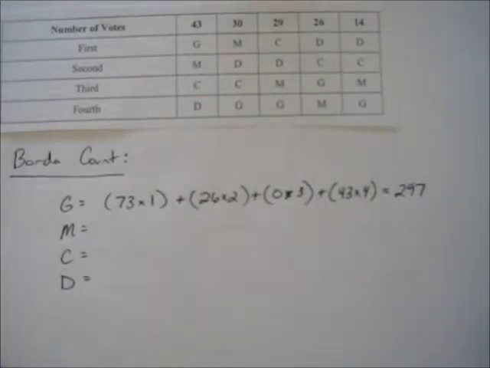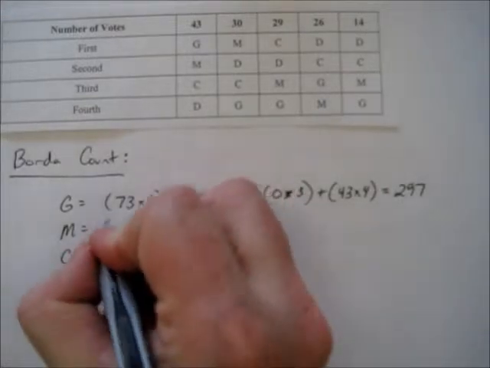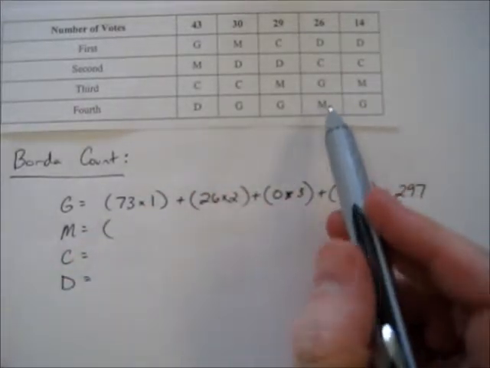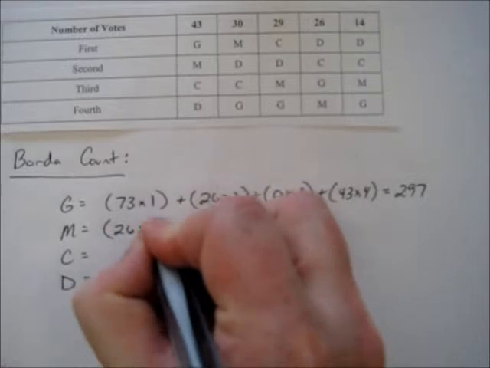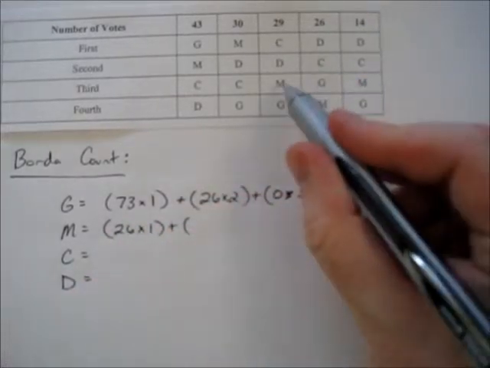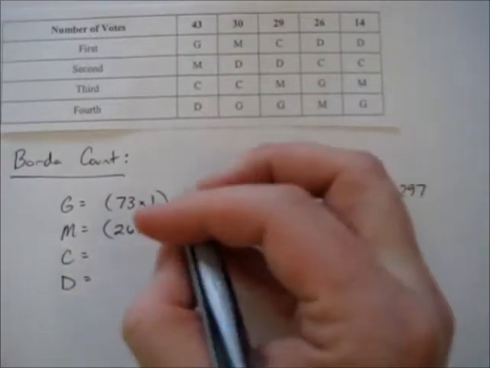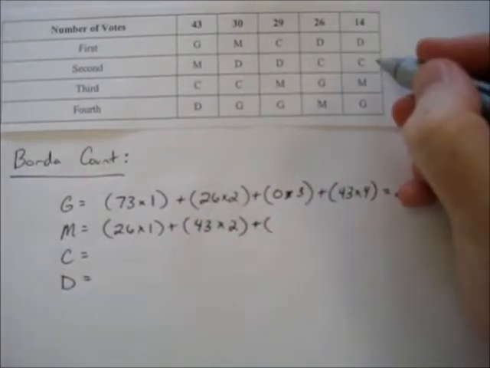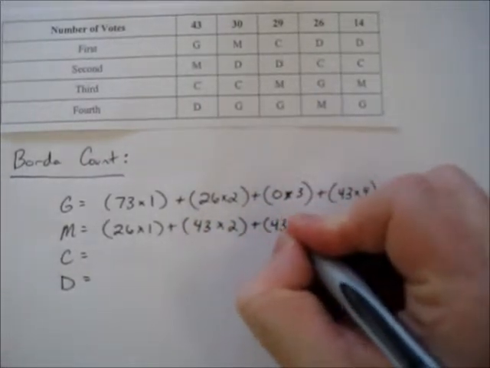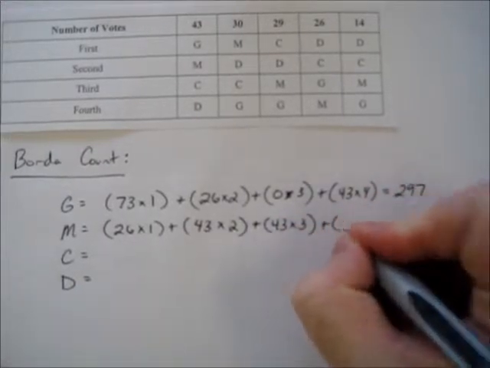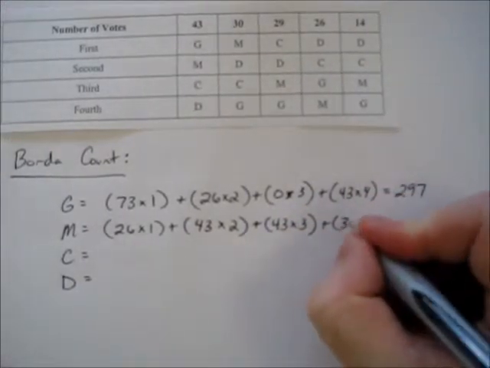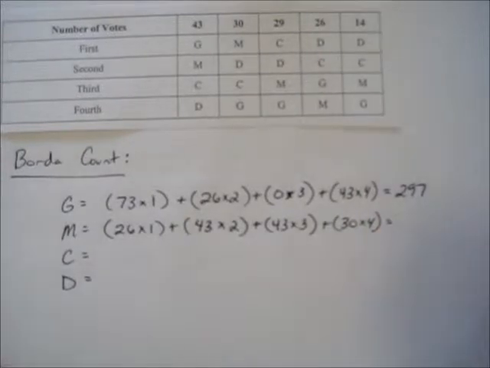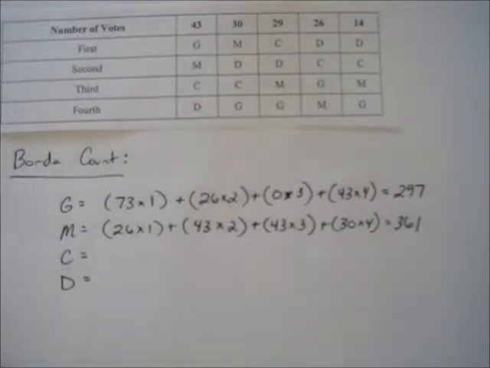Then we do the same thing with Mac, Compact, and Dill. So Mac, there were 26 people who voted them last place, 1 point each. There were 29 and 14, which is 43 people whose votes were worth 2 points each. 43 people in that line, each of those worth 3 points. And in the top line, 30 people, each of those worth 4, for a grand total of 361 points.